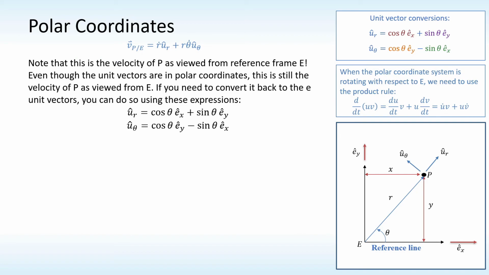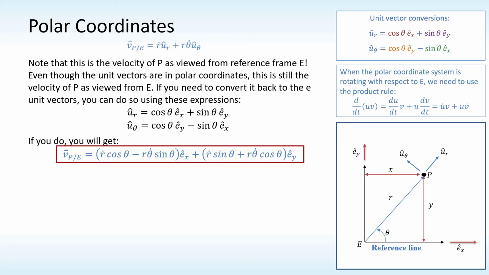Note that this is the velocity of P as viewed from reference frame E. Even though the unit vectors are in polar coordinates, this is still the velocity of P as viewed from E. If you need to convert it back to the E unit vectors, you can do so using the conversion equations. If you do, you'll get this expression, and this should be the same equation I asked you to remember from before. What I hope you take away from this is that these two expressions are equivalent, but it's often more convenient to work in terms of polar coordinates, which are rotating with the particle of interest.